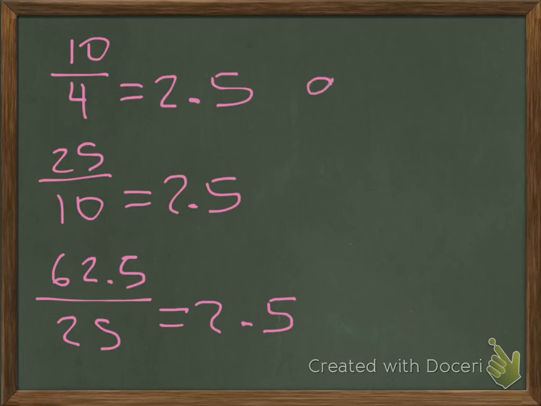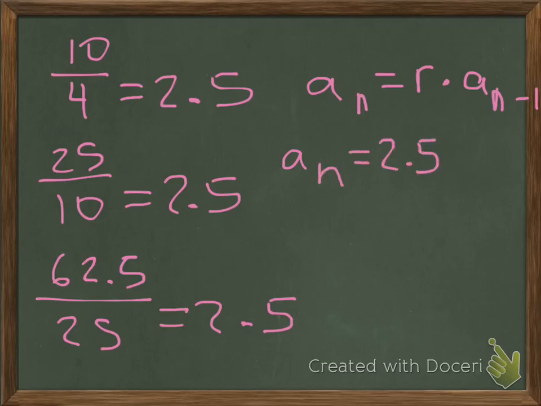So we're going to use the setup a sub n equals r, which is our common ratio, times a sub n minus 1. So we're going to plug in our r in our equation, which is 2.5. And we're going to keep the a and the n minus 1 the same. So there's our equation. With recursive formulas, no matter what kind of sequence they are, they're always going to be n is greater than or equal to 2.